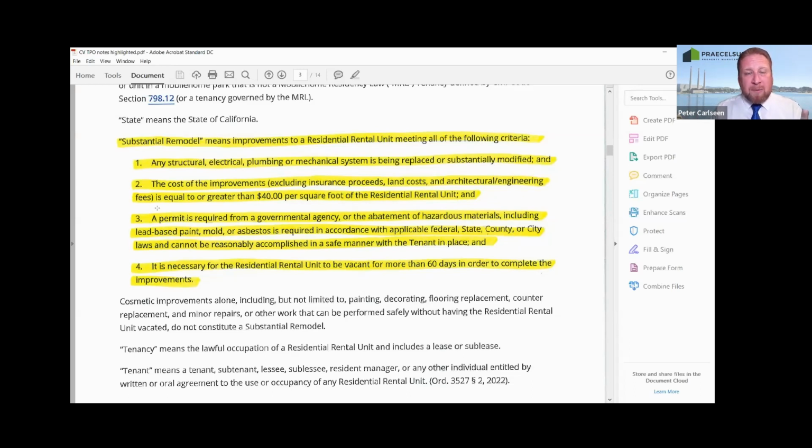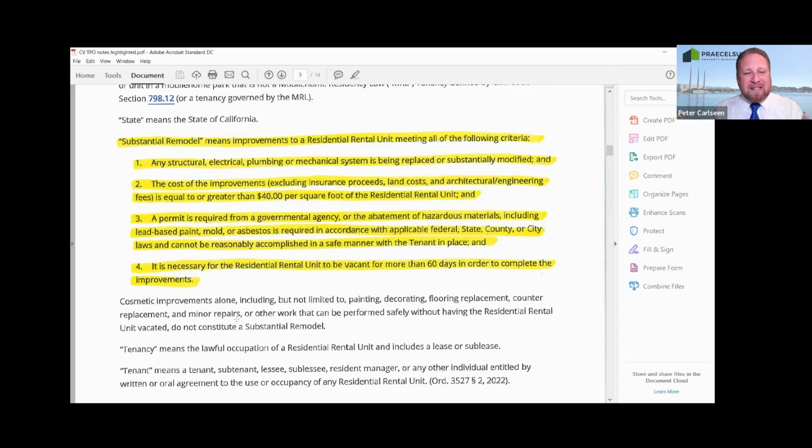Okay. You also, number 3, need a permit. You would have to be able to have a permit required from a governmental agency in order to do that. That also includes abatement of hazardous materials, lead-based paint, mold, asbestos, etc.